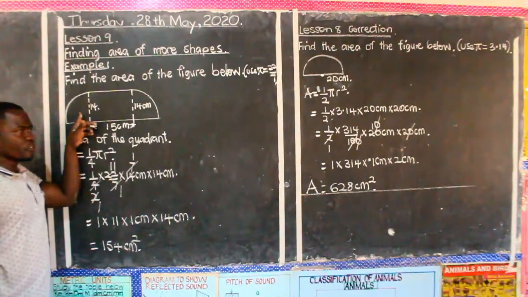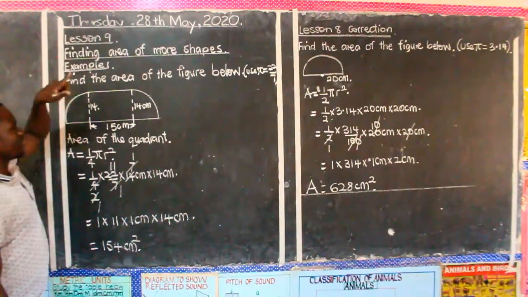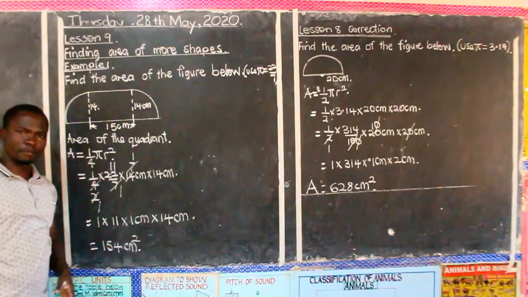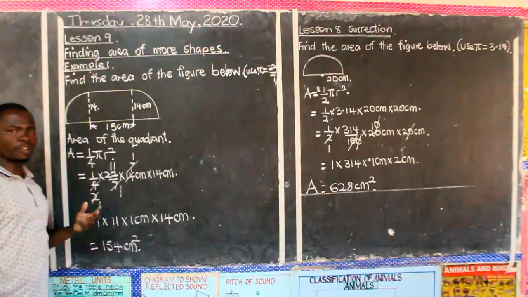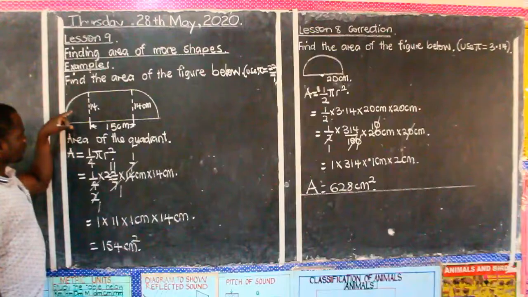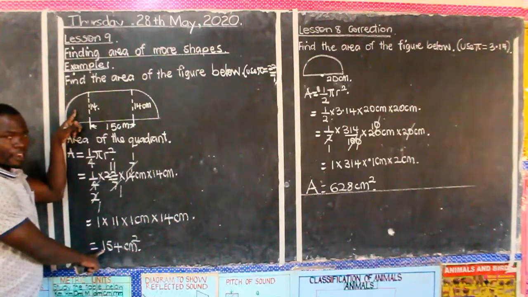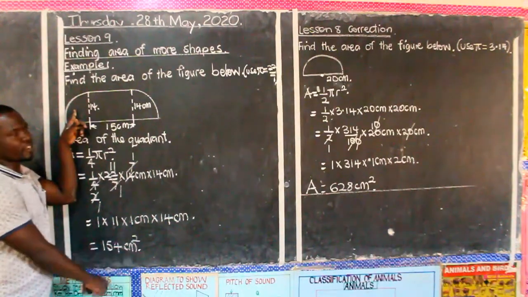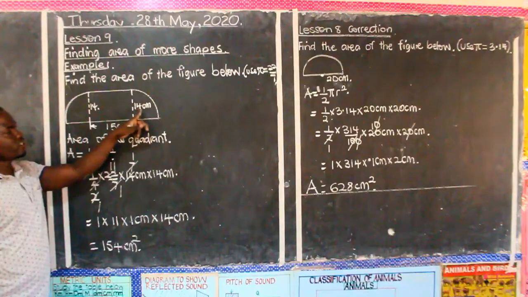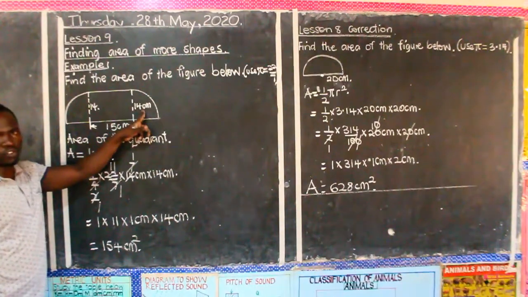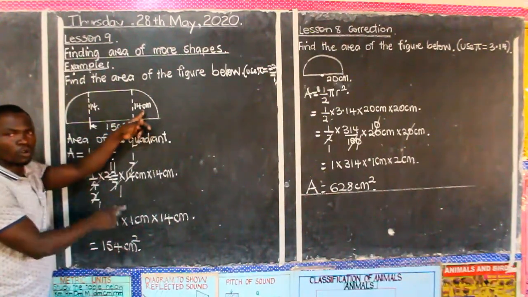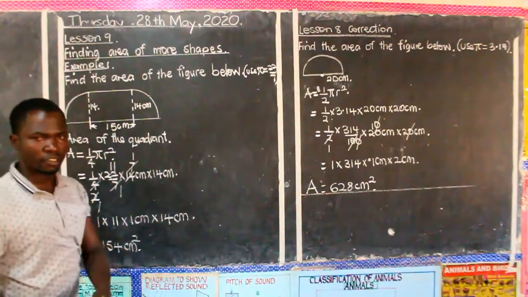Remember, if you look at this quadrant and this quadrant, they are the same. So what do I mean? If the area of this quadrant is 154 square centimeters, even the area of this quadrant will be 154 square centimeters. Okay?